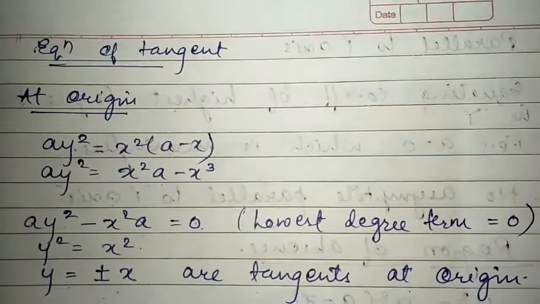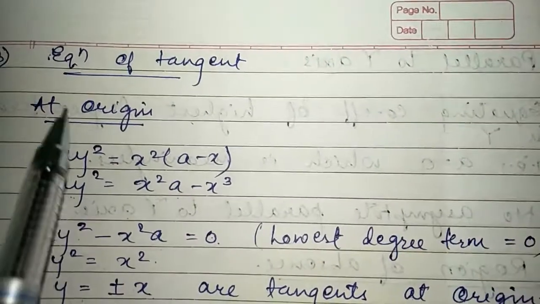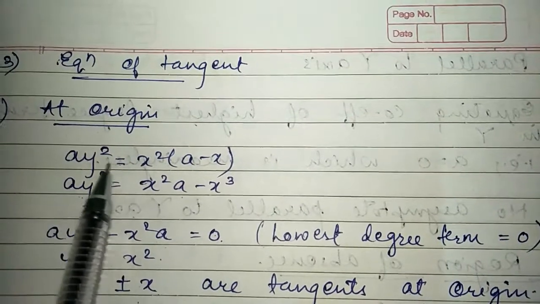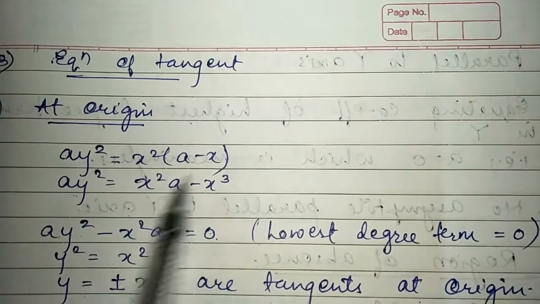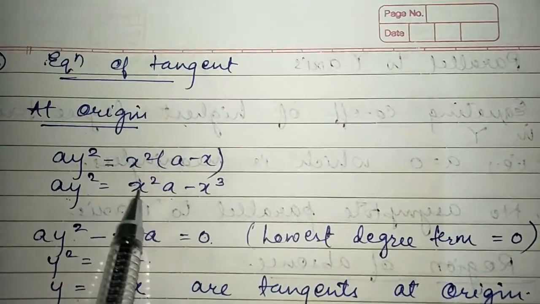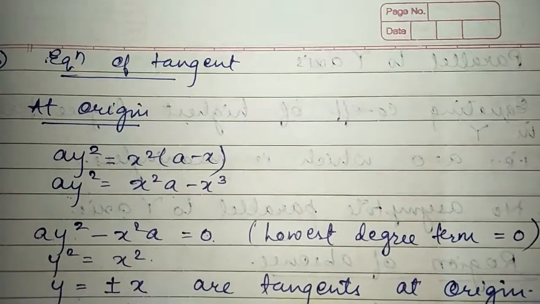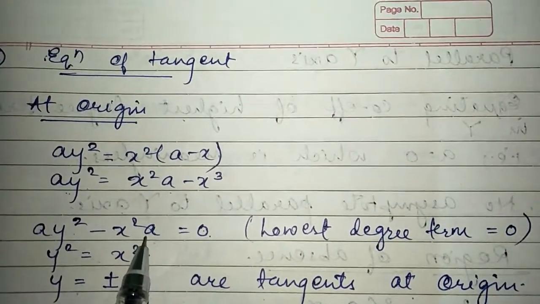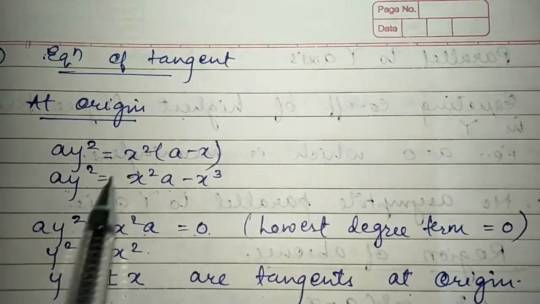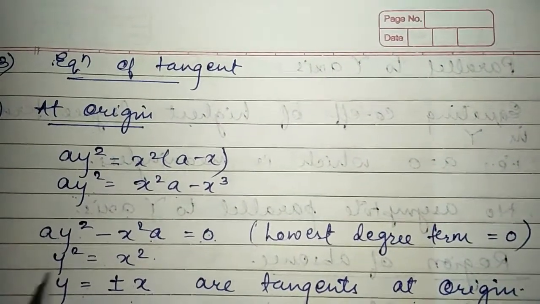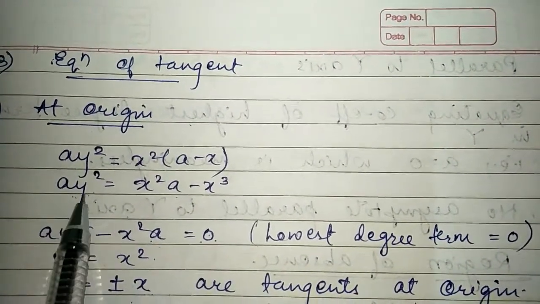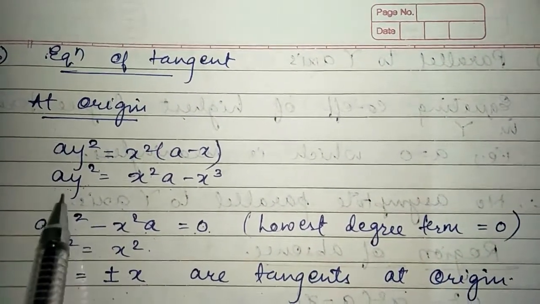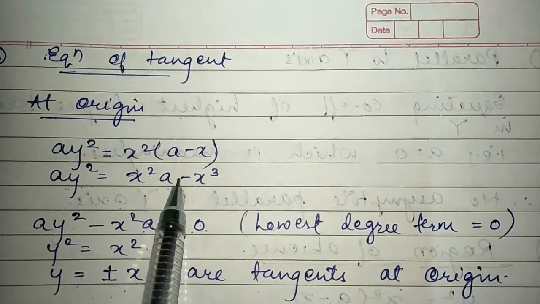Now we'll find the equation of tangents. First at the origin. This is the given equation of the curve, ay² = x²(a − x). We'll solve it: ay² = ax² − x³. Now to find the equation of tangent at the origin, we will equate to 0 the lowest degree terms in the equation. The degree for this is 2, for this it is 2, and for this it is 3. That means ay² and ax².